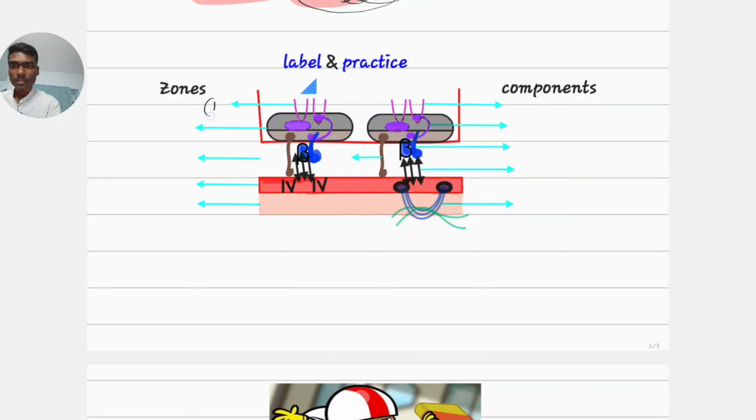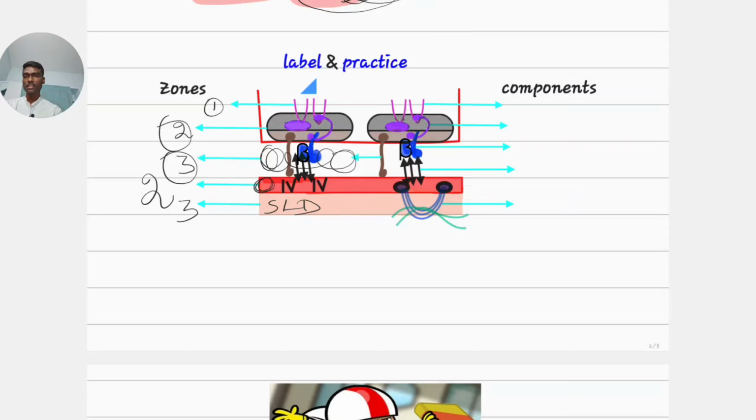Number 1, keratin intermediate filaments. Number 2, hemidesmosomes. Number 3, lamina lucida. This white part, lamina lucida. Next, zone 2, lamina densa. This orange part. Zone 3, sublamina densa. Finish.